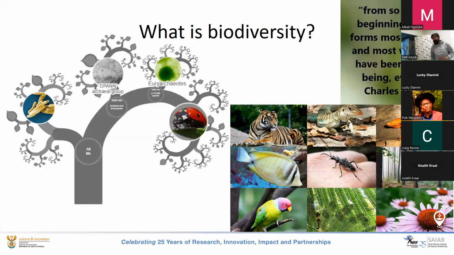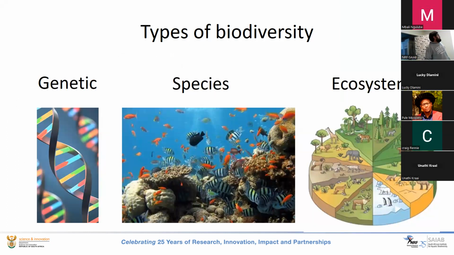So what is biodiversity? It encompasses all life on Earth, from your microbes to your fungi to your animals, everything that's ever lived and evolved on this planet, is what we call our biological diversity, or biodiversity for short. And we talk about it in three different components: genetic diversity, species diversity, and then ecosystem diversity.